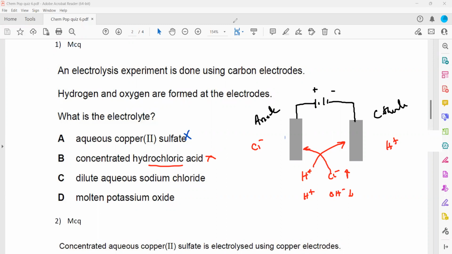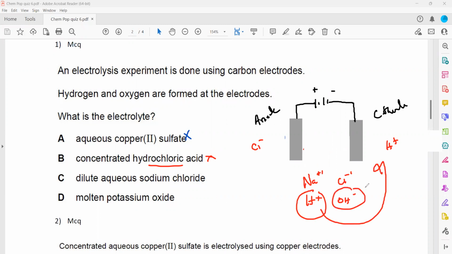When we check option C, if we have dilute sodium chloride, which contains sodium ion, chloride ion, hydrogen ion, and hydroxide ion. For positive ions, the less reactive will move, so hydrogen will move. And for negative ions, we check the amount. Dilute means it contains more OH, so OH ion will move there, and whenever OH ions move there, it will give off oxygen. So that's why hydrogen and oxygen, so C is the right answer. If you are doing molten potassium oxide, then it will form potassium and oxygen. Is it clear? Question 1.